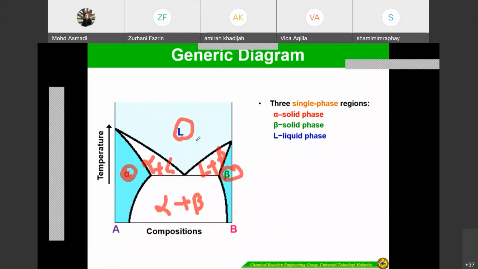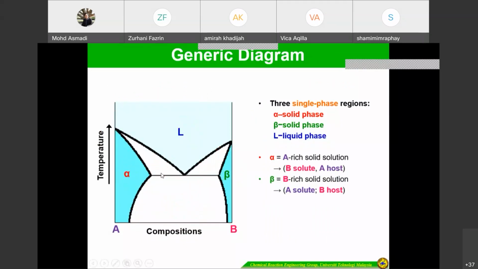If you look here, A is the rich solid solution. B is going to be the solute, A is going to be the host. Similar to copper and nickel, right? This side is 100% copper, this one is 100% nickel. That is 100% solubility, right? And this one is the B-rich solution, with A as a solute. There is still A because it is not 100% solubility. And then these are the two phase regions: alpha plus L, L plus beta, and alpha plus beta.